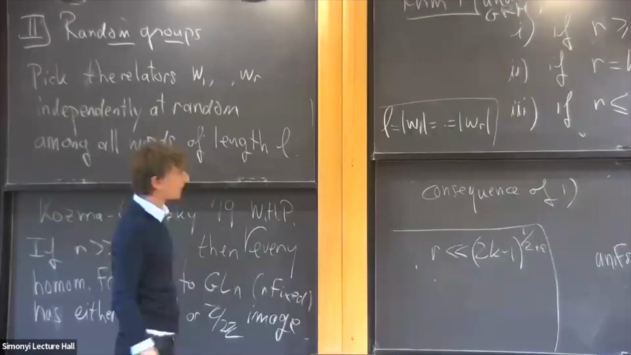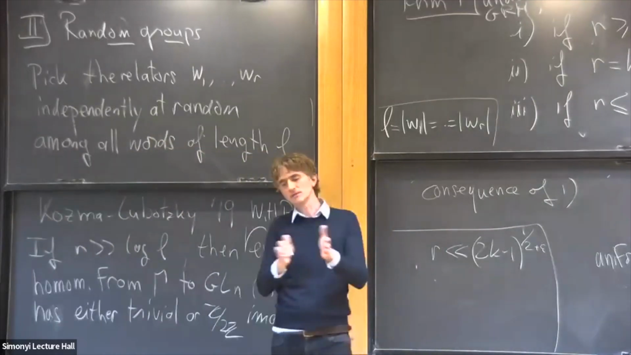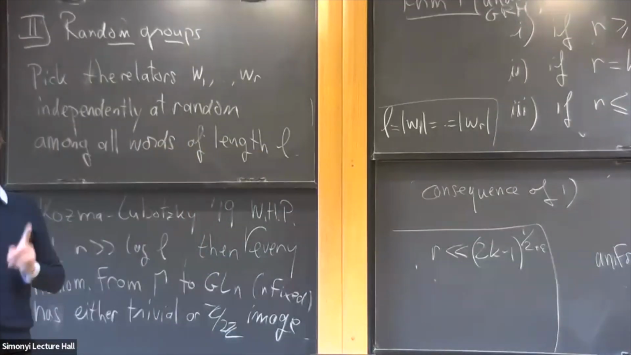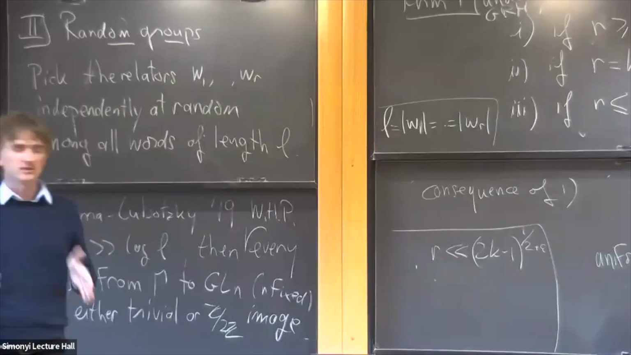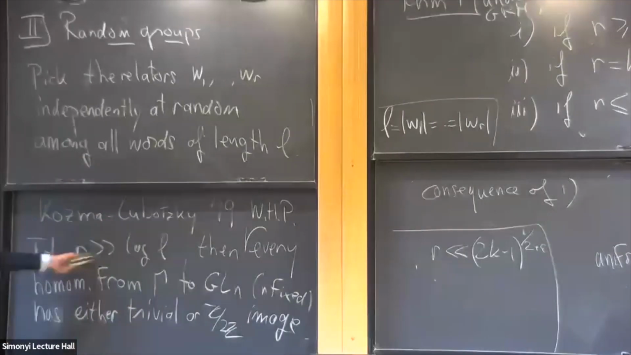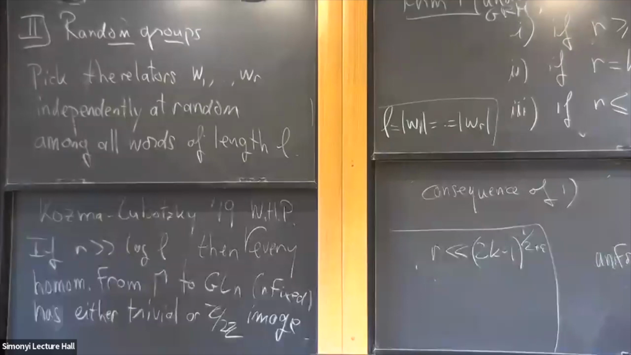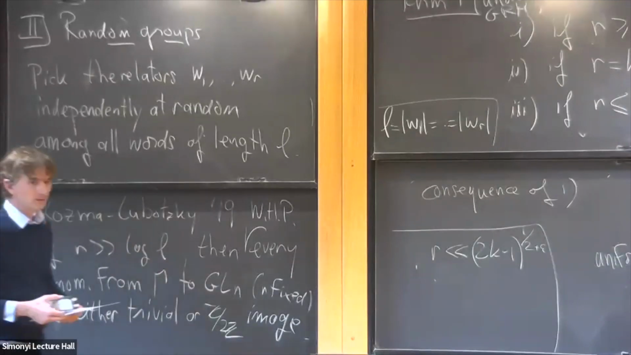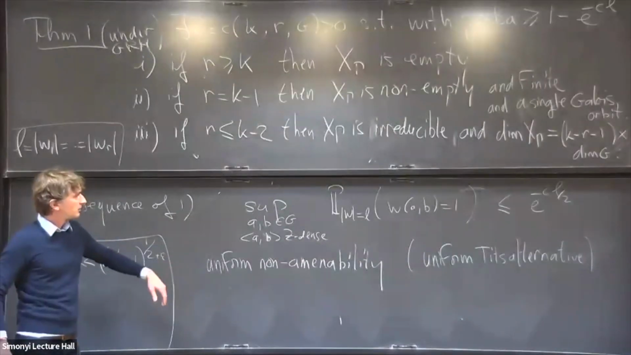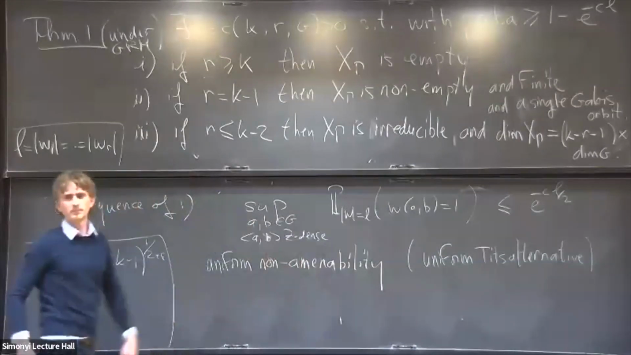I fix k. People who do random groups call the model we work with the few relator model. You fix the number of relators, and for a good reason, because as soon as you take sufficiently many, then it's not interesting. You don't get representation. So you're saying that the uniform Tits alternative is a consequence of this? The uniform non-amenability is a consequence, yes, but one is strictly stronger than the other.